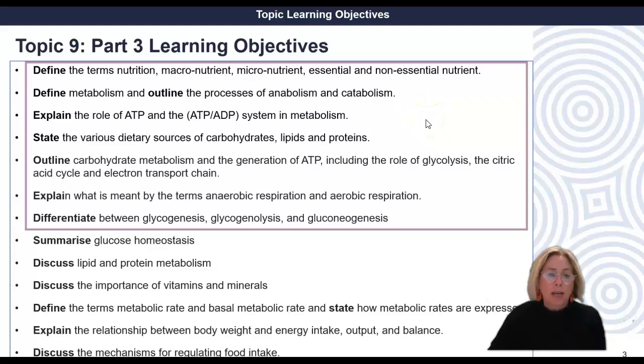Outline carbohydrate metabolism and the generation of ATP, including, very briefly and very broadly, the role of glycolysis, the citric acid cycle, and the electron transport chain. Explain what is meant by the terms anaerobic respiration and aerobic respiration, and then finally differentiate between glycogenolysis and gluconeogenesis.